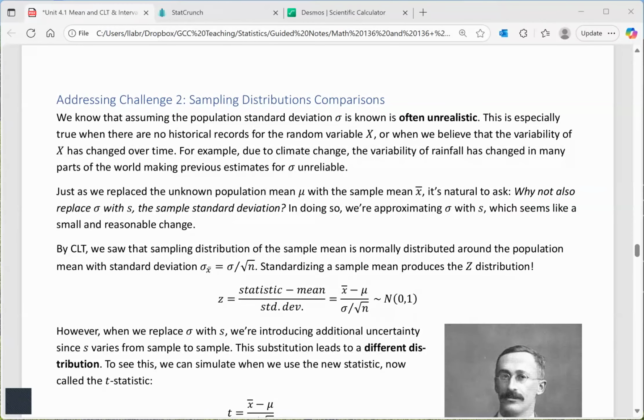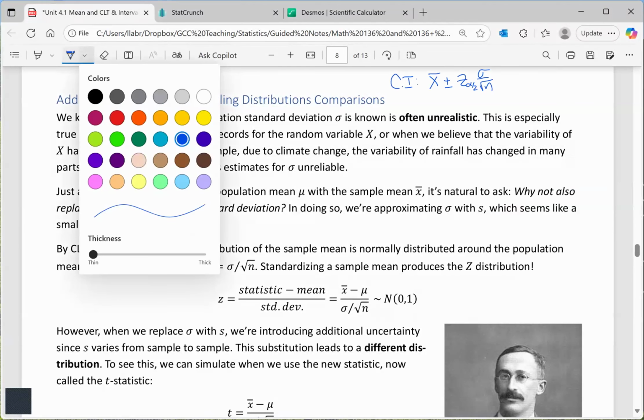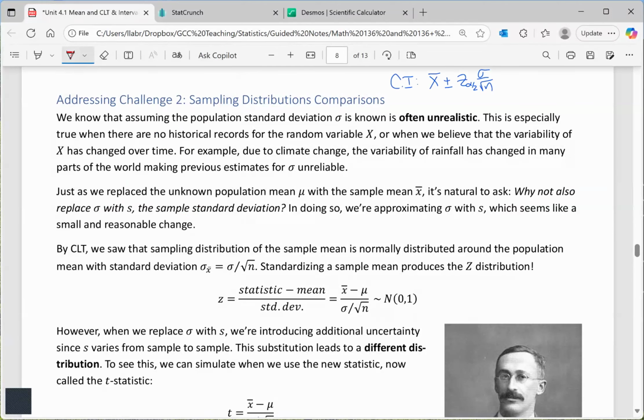All right, welcome back. Let's go ahead and make some changes to our confidence interval. Our confidence interval so far has the formula that you take your sample mean and you add and subtract the error bound, which right now is given by z sub alpha over 2 times sigma over square root of n. And we went ahead and did some examples where we assumed that standard deviation was known.